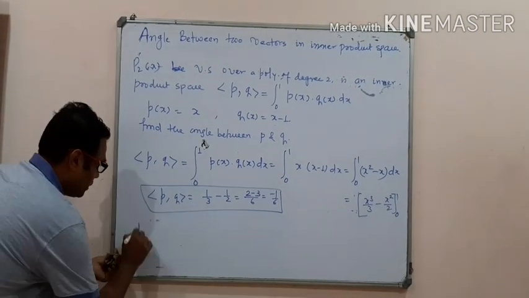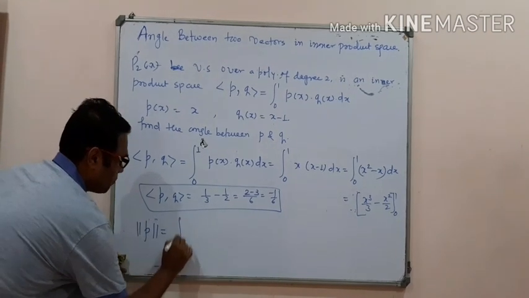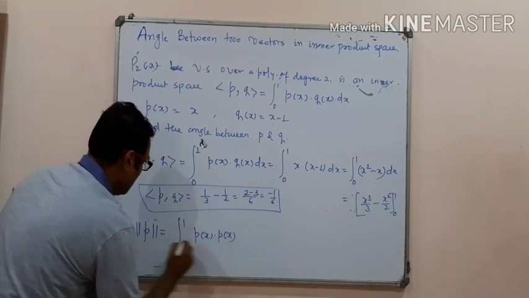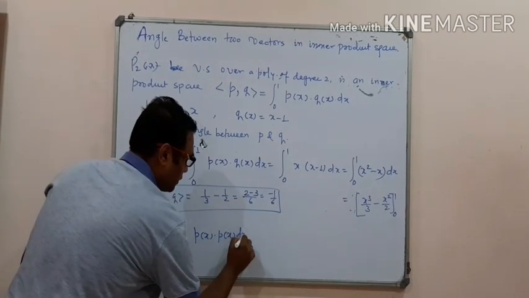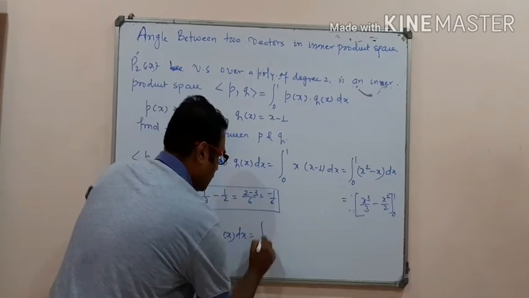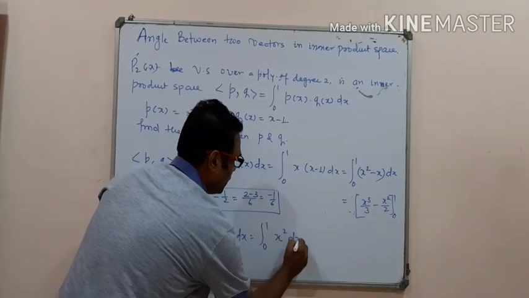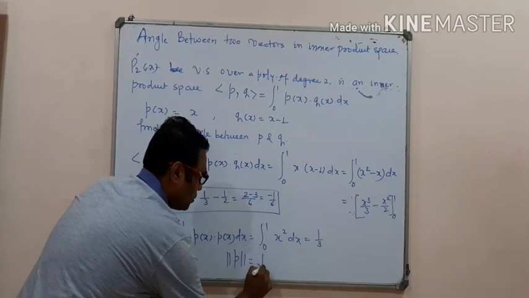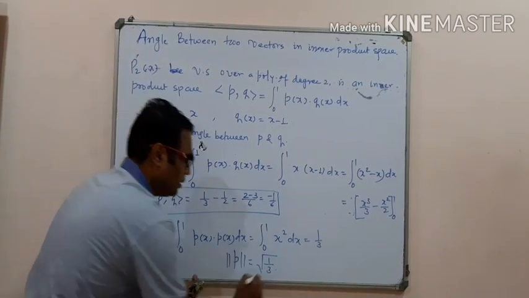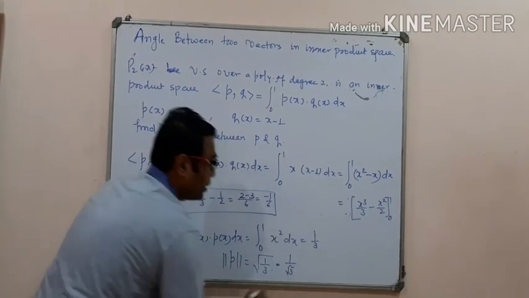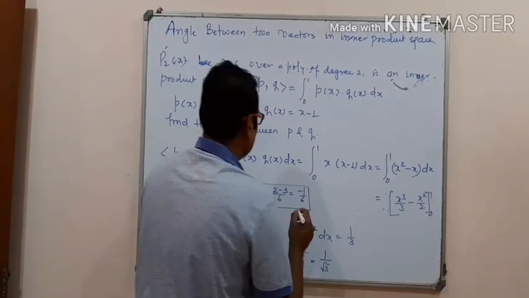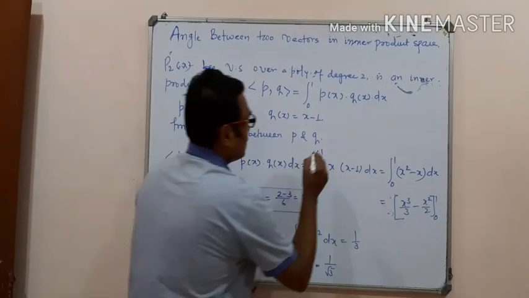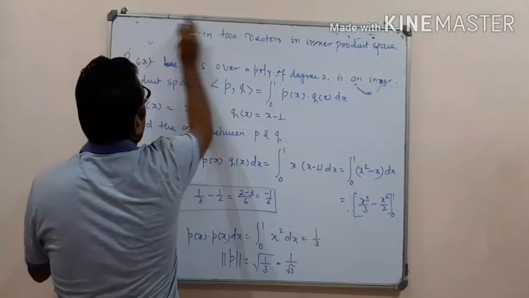Now we compute the norm of p(x). The norm of p squared is the integral from 0 to 1 of p(x) into p(x) dx, which is equal to the integral from 0 to 1 of x square dx, that is 1 by 3. So norm of p becomes root over 1 by 3, or it is equal to 1 upon root 3. Now we compute the inner product of q(x) and q(x).